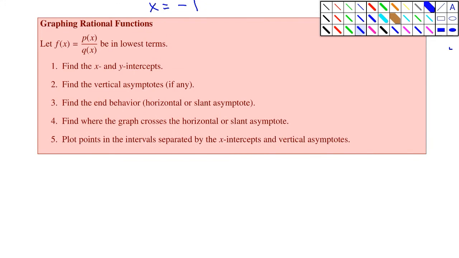Next, let's look at some steps to graphing a rational function. So first, start with a rational function in lowest terms. Number 1, find the x and y-intercepts. Number 2, find the vertical asymptotes if it has any. Number 3, find the end behavior, which would be the horizontal or the slant asymptote. Number 4, find where it crosses its horizontal or slant asymptote. And then number 5, plot the points in the intervals separated by the x-intercepts and the vertical asymptotes to get sort of a general feel about what the graph should look like.